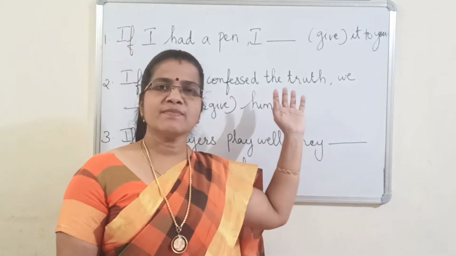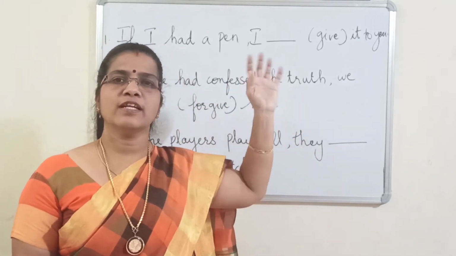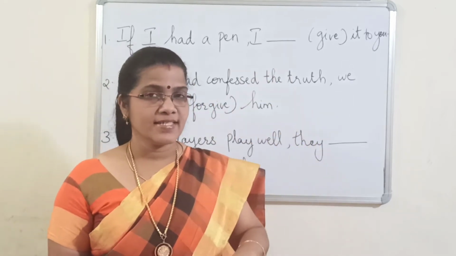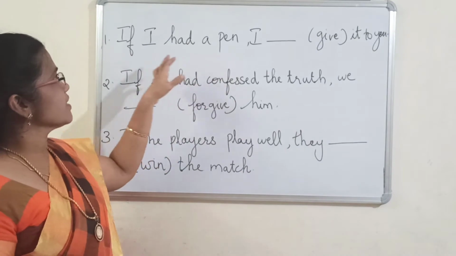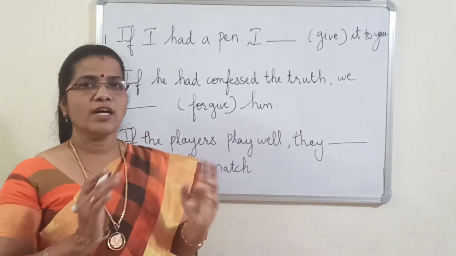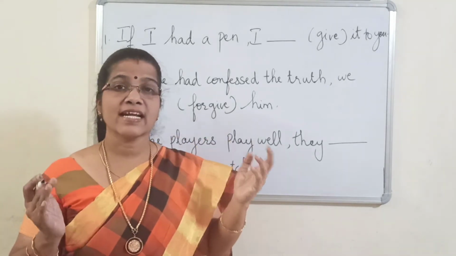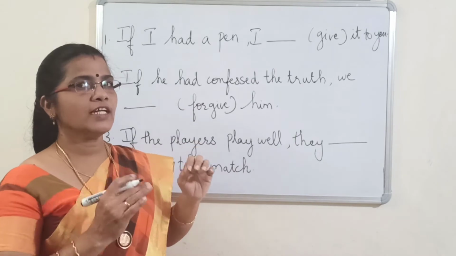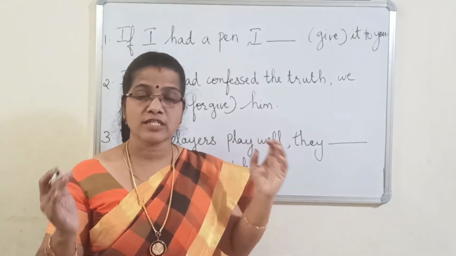Now let's look at some sentences where you have to fill in the blanks using the correct tense form, and this is given to you to check your understanding. Let us look at the sentences given to you. If I had a pen, I dash give it to you. Okay, and you are asked to fill in the blanks using the correct tense form. Now, how do you understand the correct tense form here? For that, you have to identify the type of clause given to you.